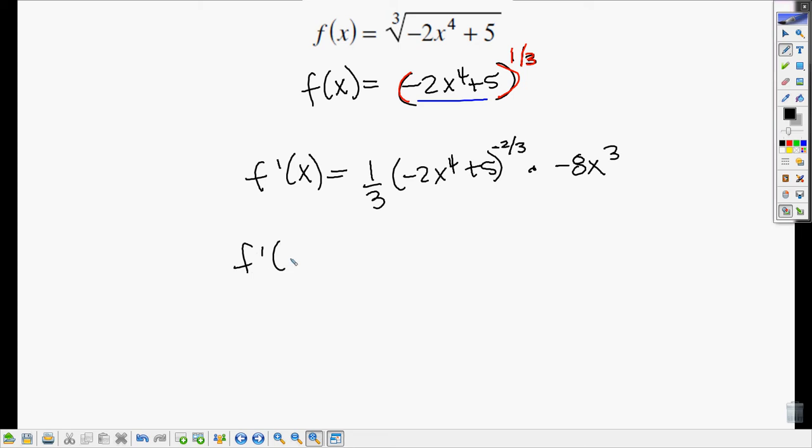So again, a little minor cleanup. So I have negative 8x cubed over 3 times negative 2x to the 4th plus 5 to the positive 2/3. Okay?